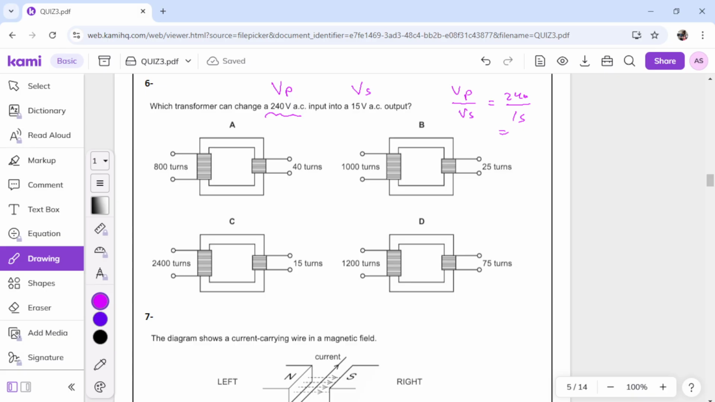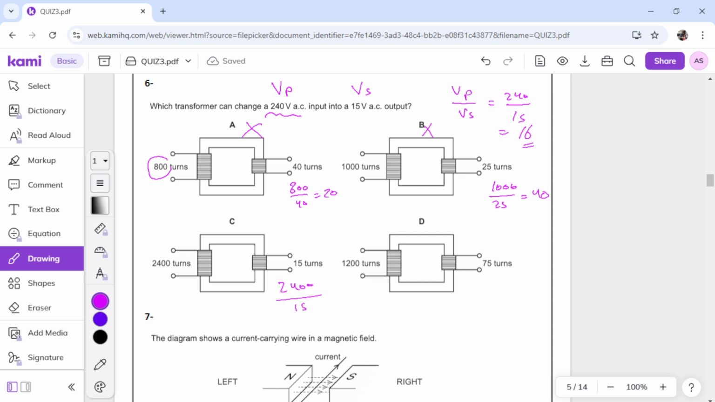So now we are searching for ratio 16, and of course you will put the larger value at the top. So I will start with 800 over 40 equals 20. So this is incorrect. 1000 over 25 equals 40. This is incorrect also.